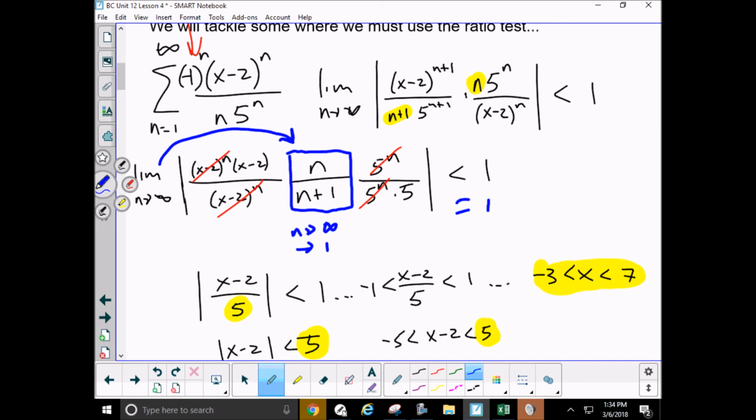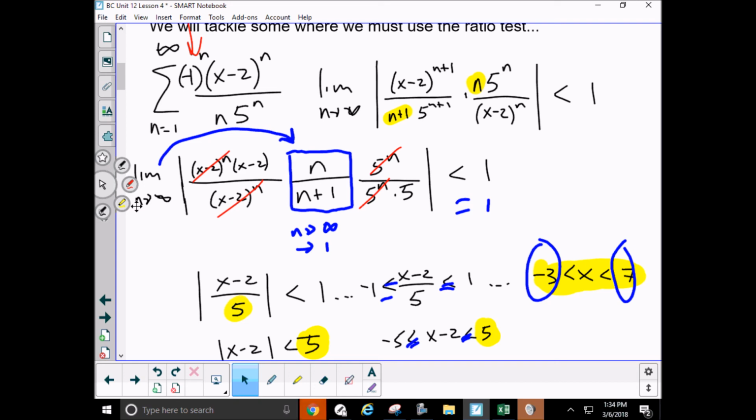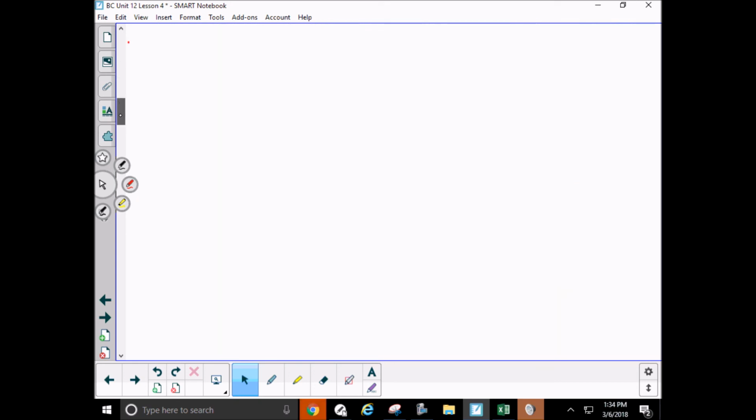Well, if I just turn this into an equal symbol, we'd see at -3 and at 7, we equaled 1. So at those two endpoints, we have this situation where we have an inconclusive ratio test, and we need to do further examination. Okay?